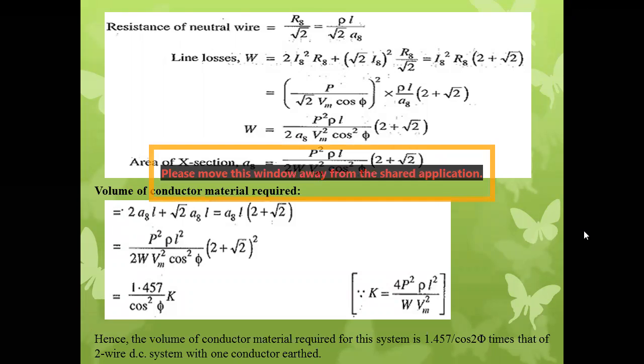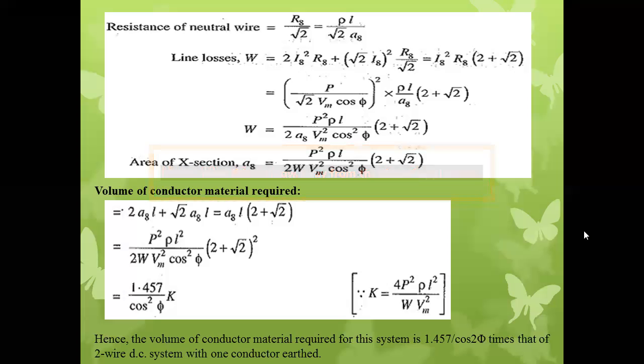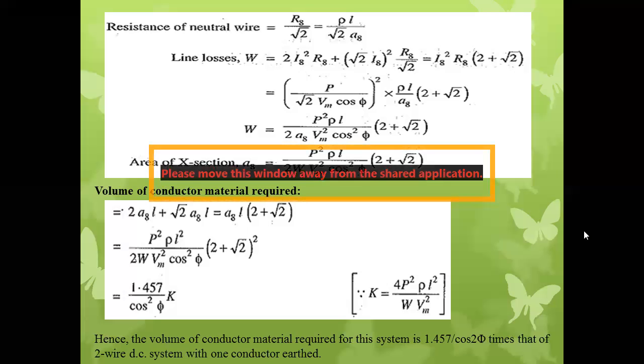Tell me. No one is there. This one is a simple calculation. You have to do that one. Okay. So the volume of conducting material required is what?